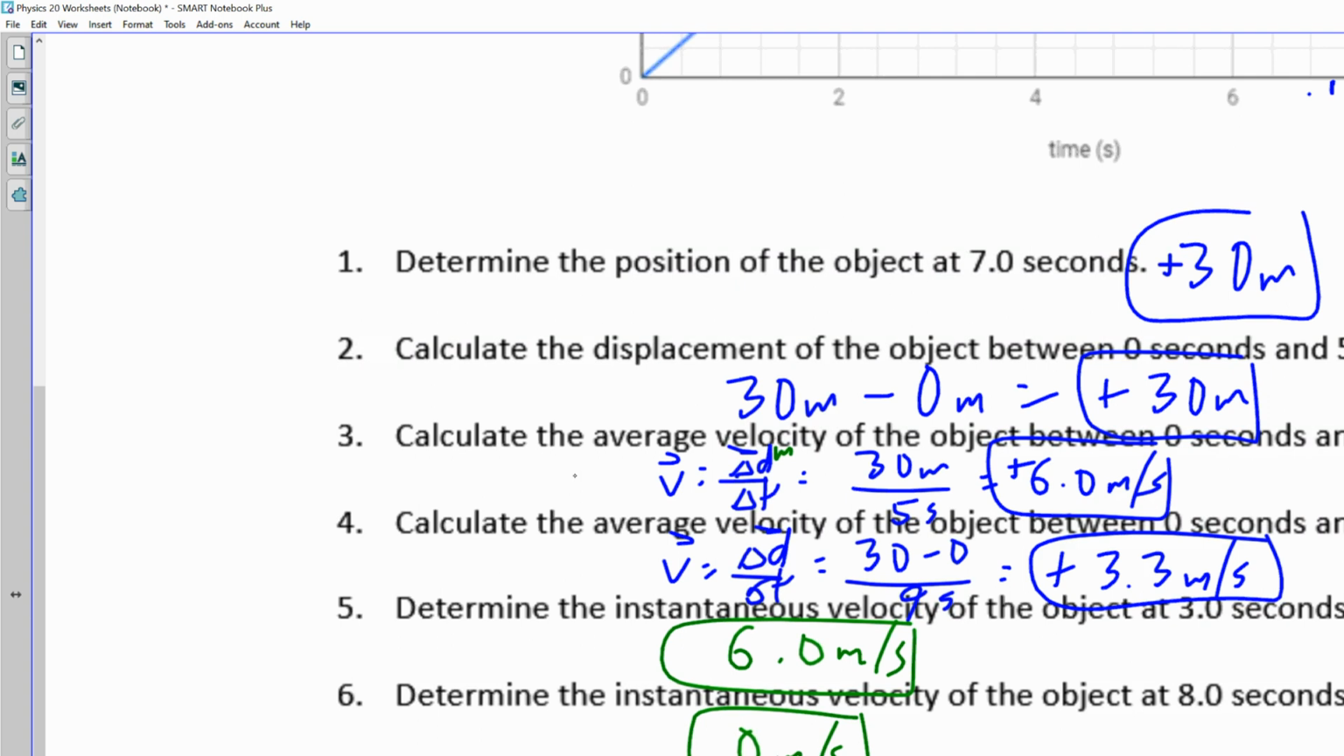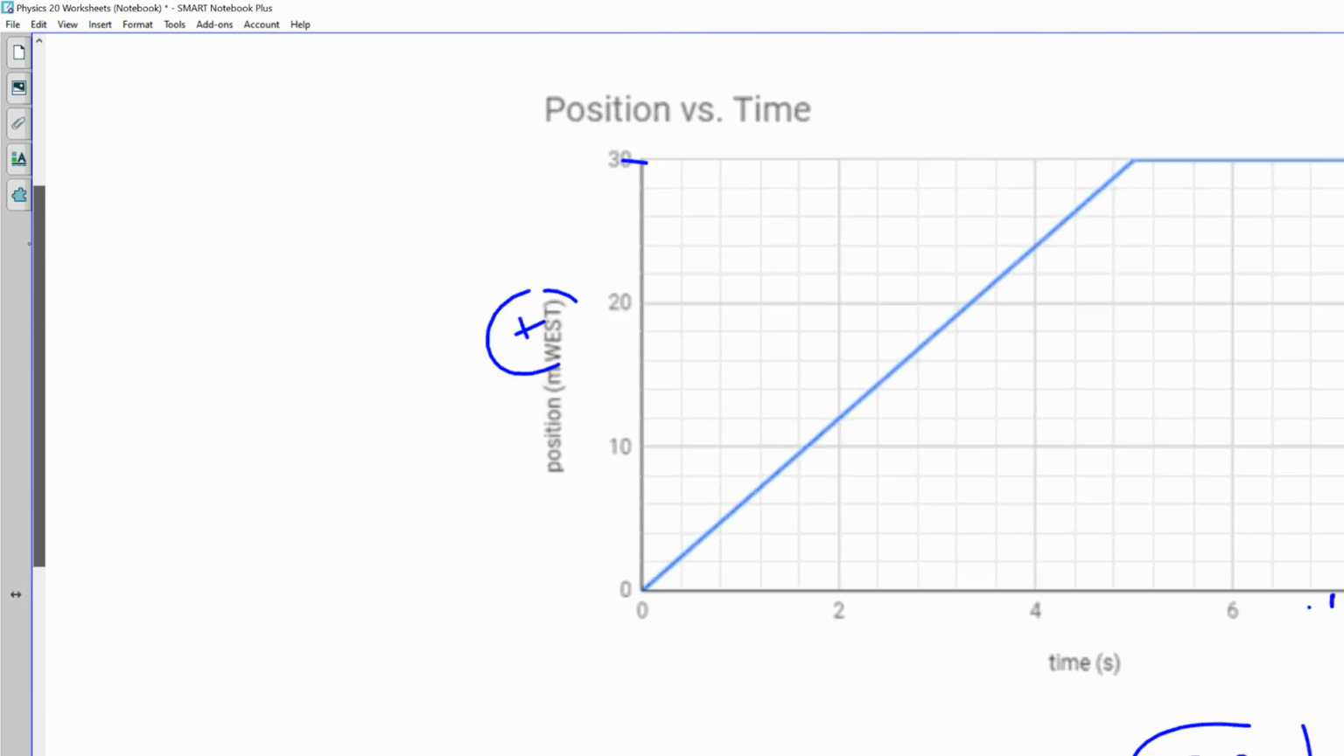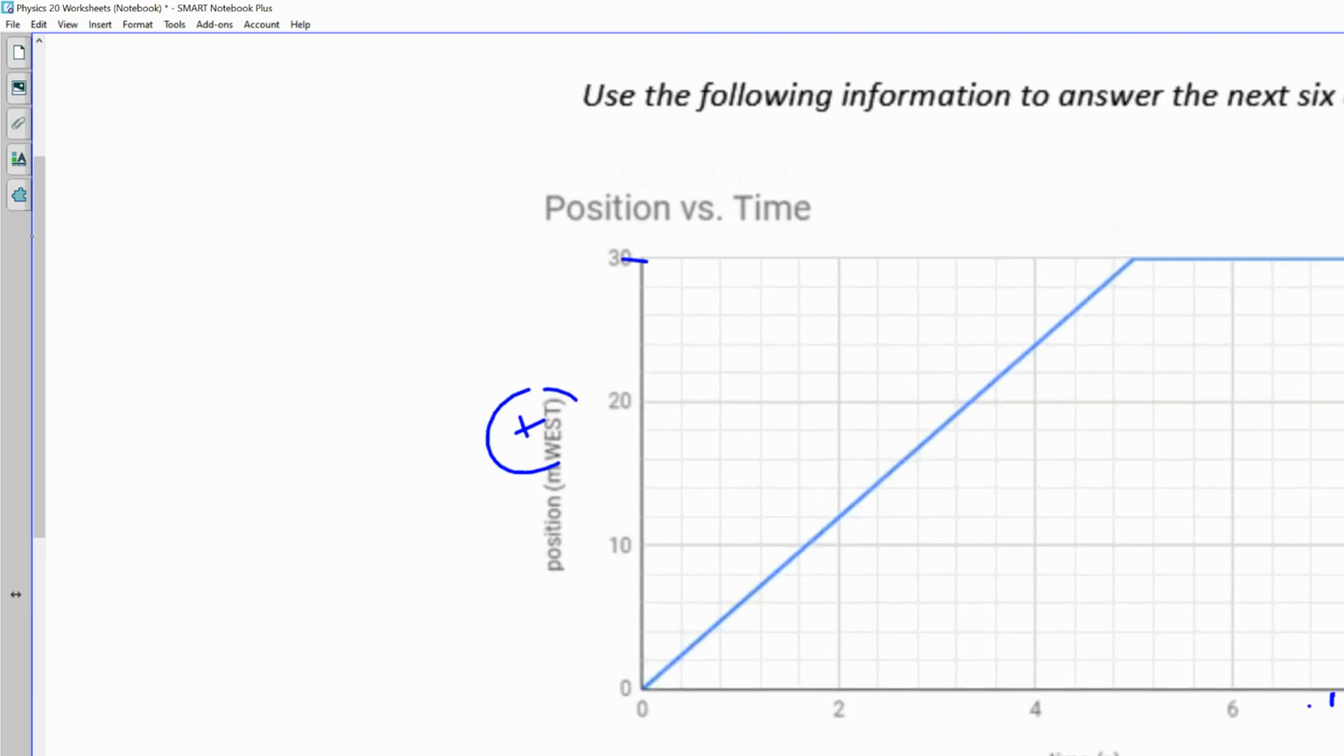How do you guys feel about that? Good. All right, let's move on. Question number 7. Yeah, a flat line doesn't mean it's moving at a constant speed? Well, it is a constant speed. But it's a constant speed of what? What's the rise on that flat line?